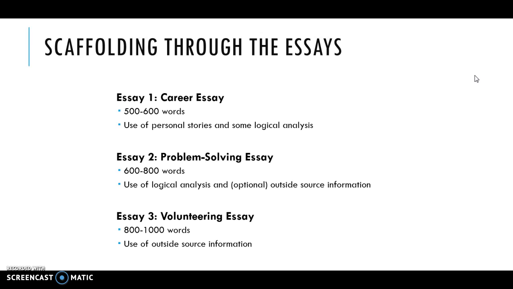Beyond that, there's an element of increasing difficulty and the scaffolding of skills that happens throughout the essays as I currently have them constructed, in that the career essay is 500 to 600 words. The examples are personal stories and some logical analysis. Obviously, there has to be a little bit for why those would be important things, but then we shift it. For the problem solving essay, it's 600 to 800 words, just moving that up a little bit more.